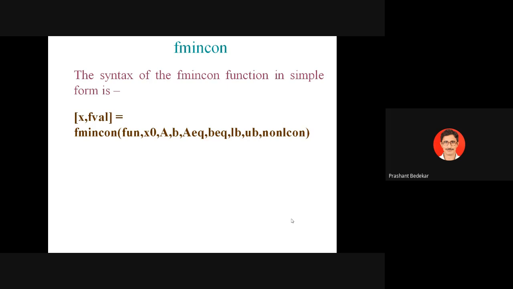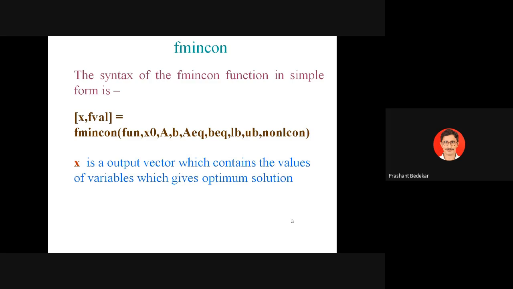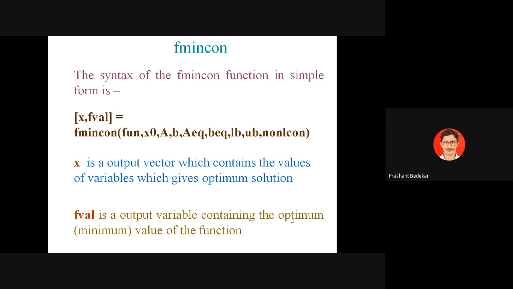Okay, let's see the things one by one. Left hand side, I need not explain. It is the same as we had in case of linprog and in case of fminunc. The meanings of x and fval are the same. X is the output vector which contains the values of variables which give the optimum solution. And fval is an output variable containing the optimum value of the function. Optimum means minimum value of the function.